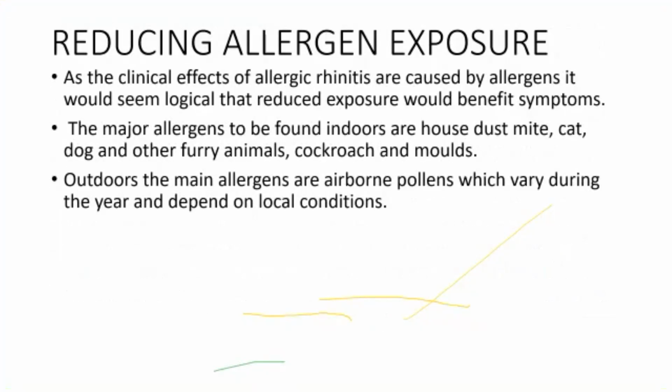Dogs and other furry animals, cockroaches, and molds. Outdoors, the main allergens are airborne pollen, which vary during the year and depend on local conditions. So reducing the exposure will logically decrease the allergy, which is one good benefit. And if you think of house dust mite, once again, Dermatophagoides pteronyssinus, cat, and dog are more common, and other furry animals, cockroaches, especially in tropical countries, and molds. So outdoor allergens like pollen are very important, based on local conditions and on perennial allergic rhinitis.